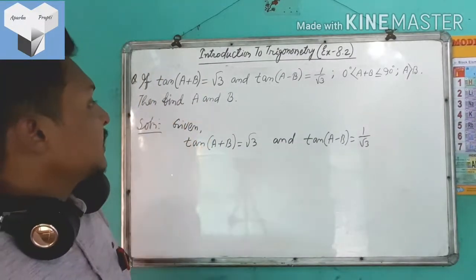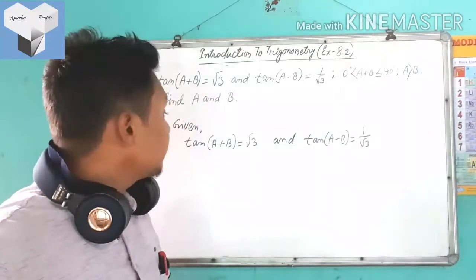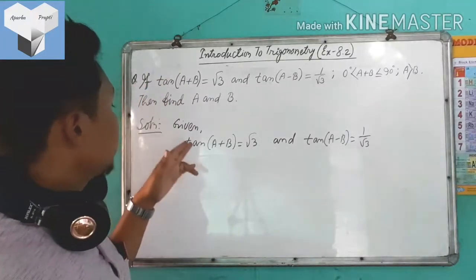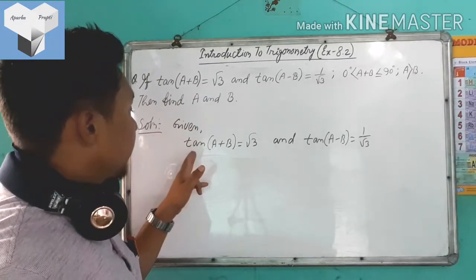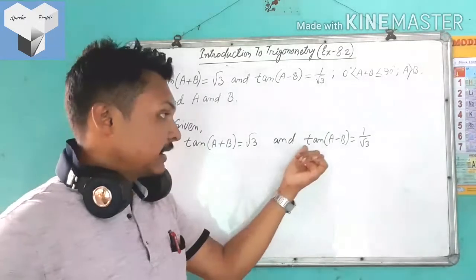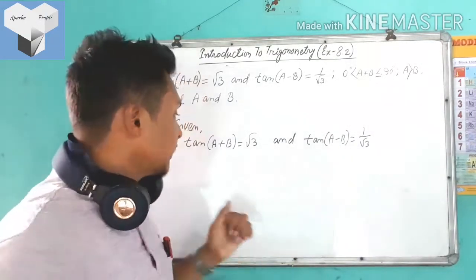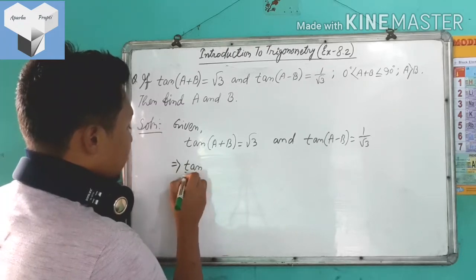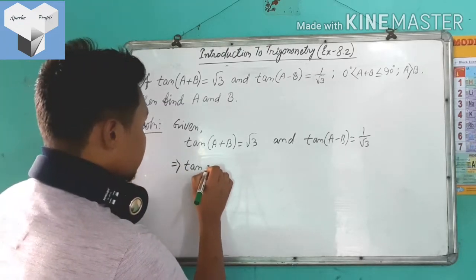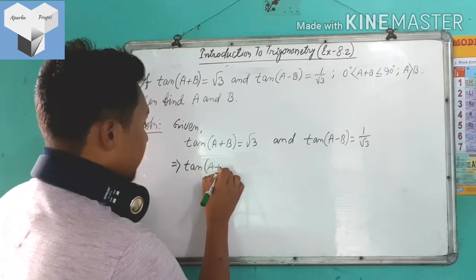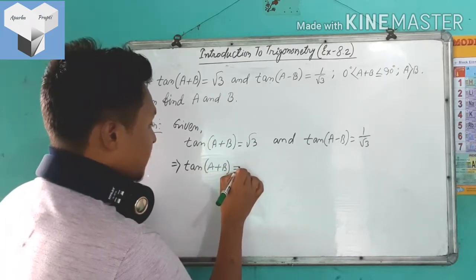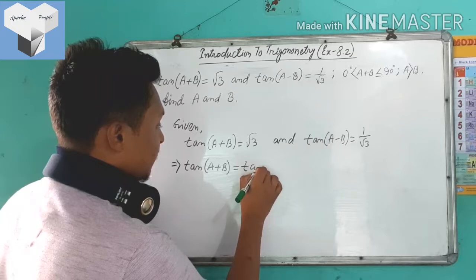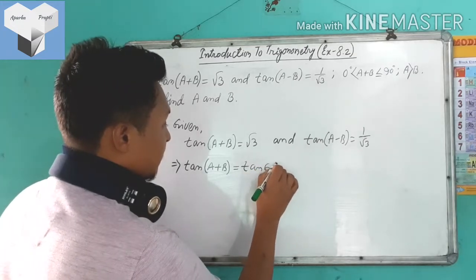Then we need to find the value of a and b. So how will you find? So simple. We are given this expression, that means tan(a+b) is equal to root over 3 and tan(a−b) is equal to 1 by root over 3. So here we shall proceed ahead like this, putting the implied sign, that is tan of (a+b) is equal to tan 60 degree.